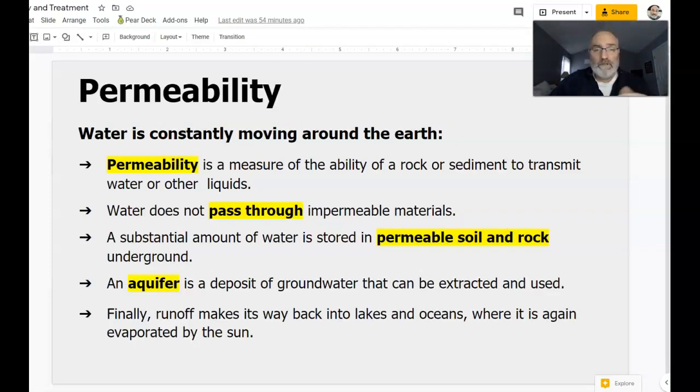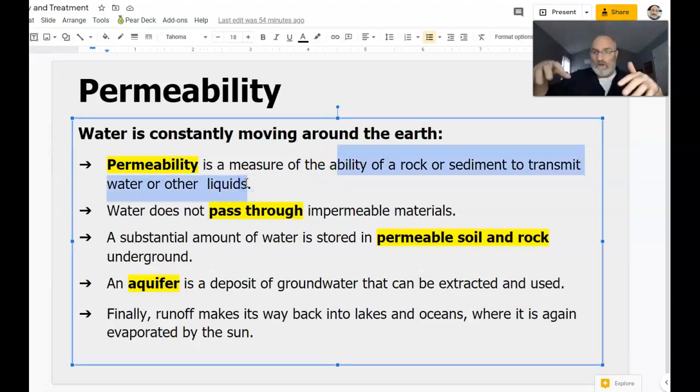Now, if water is going to infiltrate the ground, then we need to talk about, well, how porous is the ground? And another science word for porous is permeability. Permeability is the ability of a rock or sediment to allow water to transmit through it. Some rocks, some sediments are very permeable, meaning water runs right through it without any trouble at all. Other rocks, other sediments are not very permeable, which means that water won't pass through it. Instead, it will build up on top of it. Does that make sense to you?